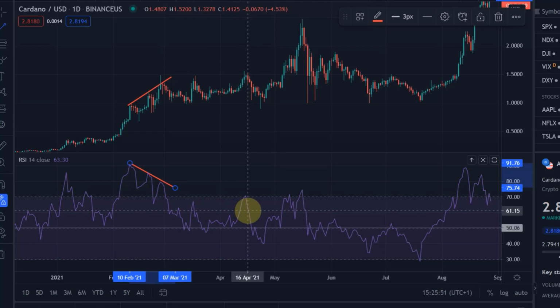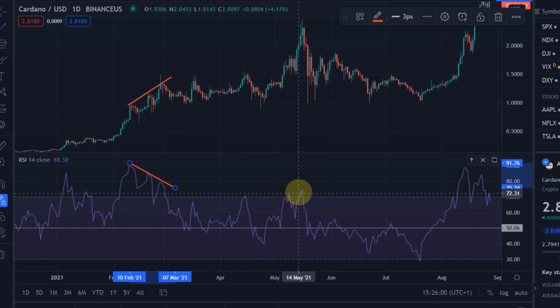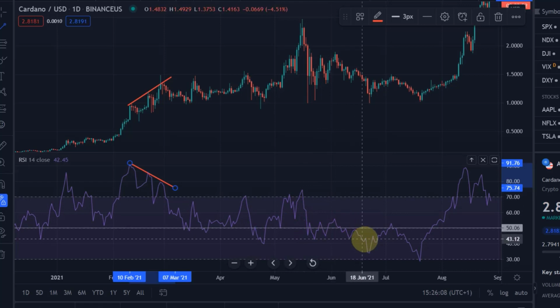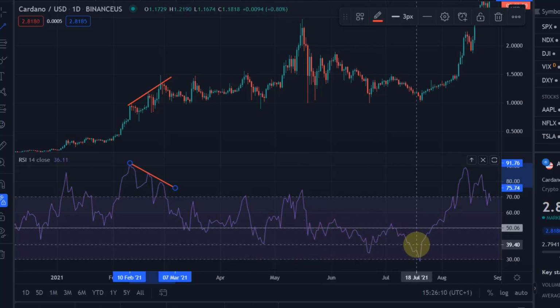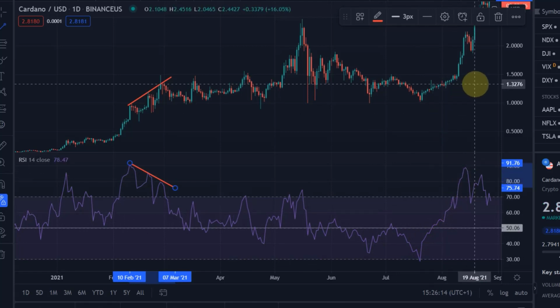And then we have the price drop that is confirmed as well by the RSI. So downtrend, clear downtrend. And what we can see here is an upward trend, also confirmed by the RSI. Downtrend confirmed by the RSI. And pretty much these downtrends here were confirmed also by the RSI. And again, price going up here, also confirmed by the RSI.